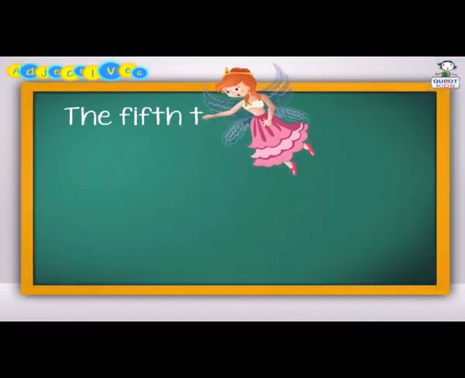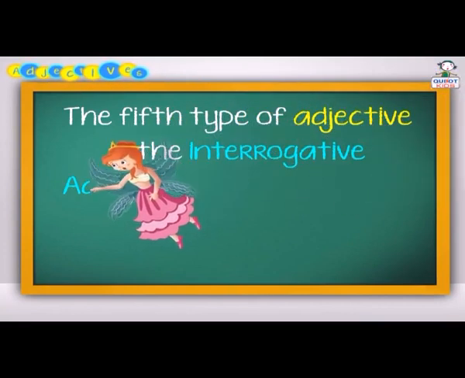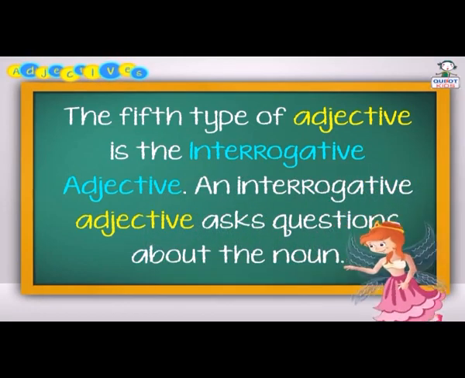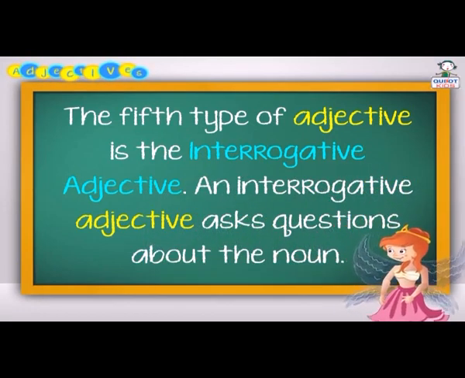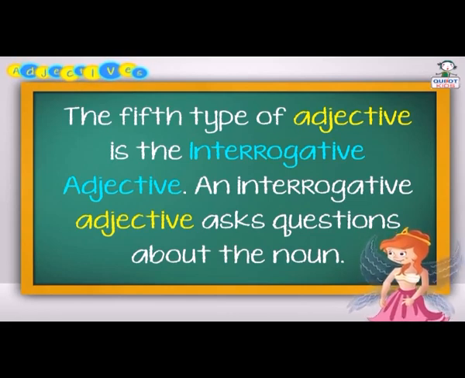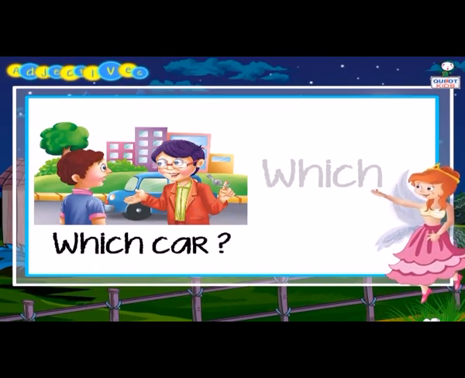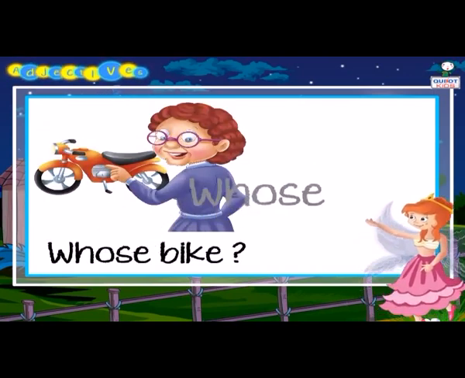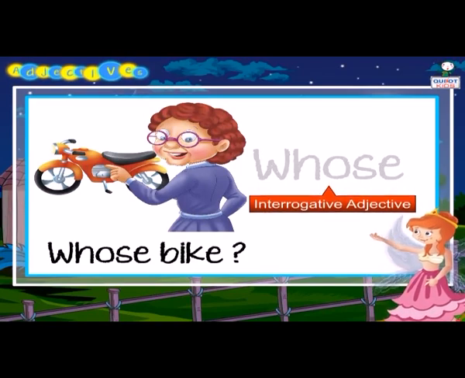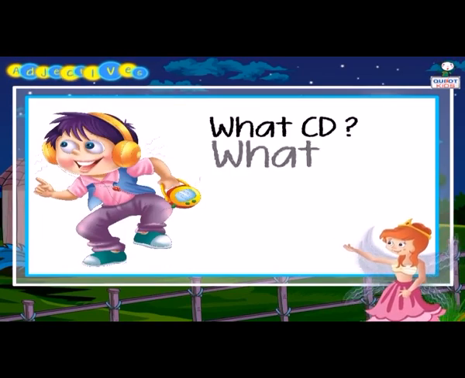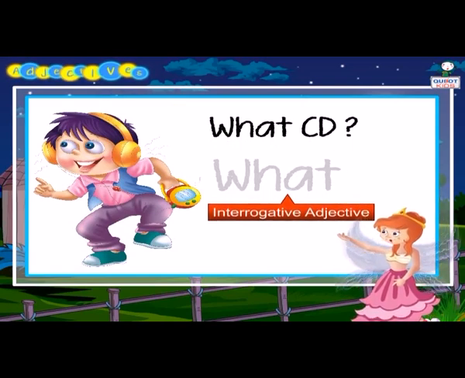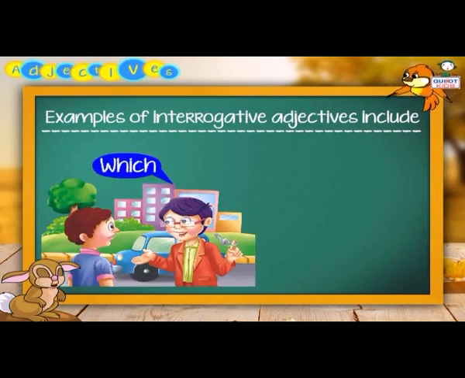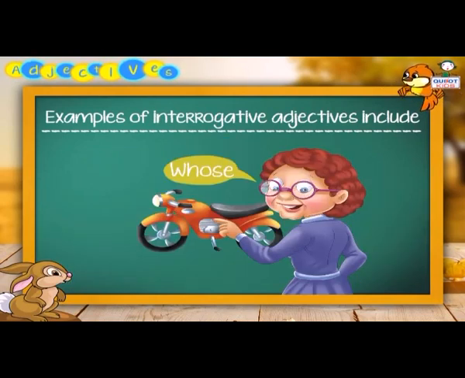Welcome, friends. The fifth type of adjective is the interrogative adjective. An interrogative adjective asks questions about the noun. Which car? Which is interrogative adjective. Whose bike? Whose is interrogative adjective. What CD? What is interrogative adjective. Examples of interrogative adjectives include which, what, and whose.